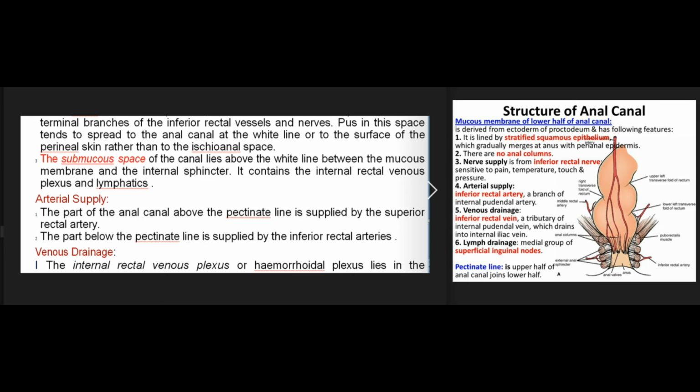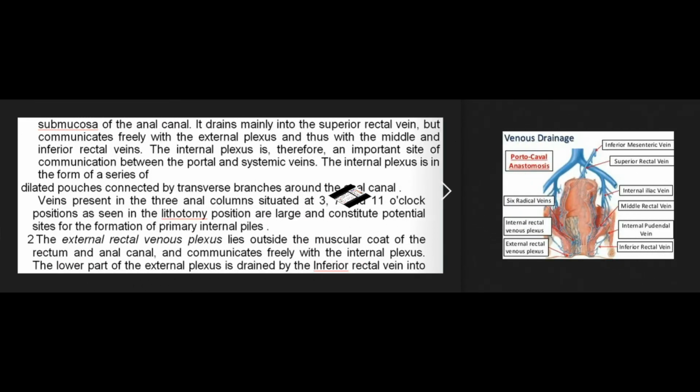Venous drainage. The internal rectal venous plexus or hemorrhoidal plexus lies in the submucosa of the anal canal. It drains mainly into the superior rectal vein, but communicates freely with the external plexus and thus with the middle and inferior rectal veins. The internal plexus is, therefore, an important site of communication between the portal and systemic veins.